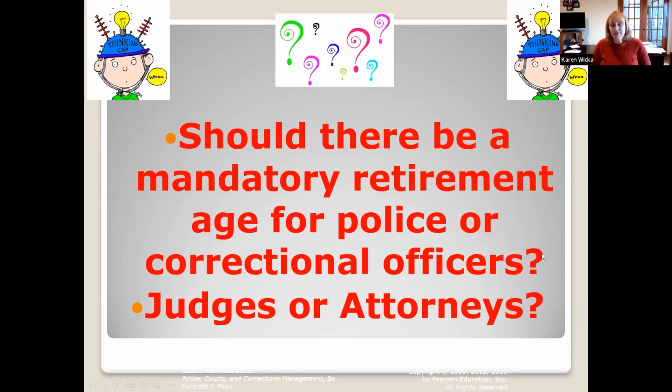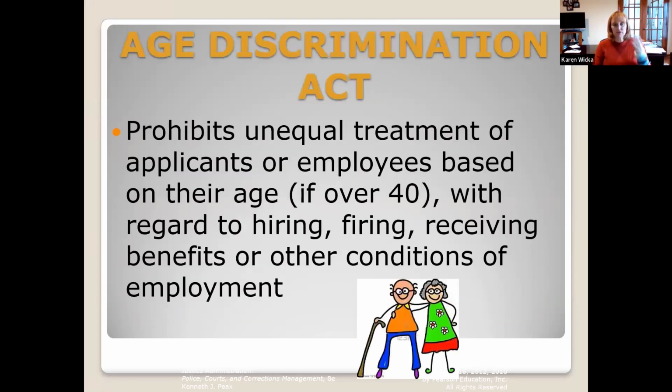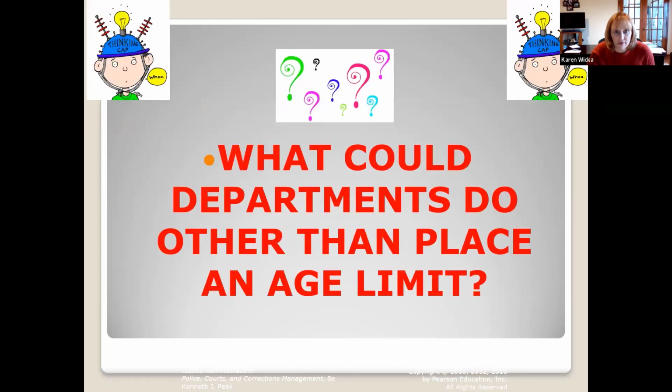Okay. Now, should there be a mandatory retirement age for police officers or correctional officers? What about judges and attorneys? Do we think age should play a factor in these positions? Well, there's a law called the Age Discrimination Act, which prohibits unequal treatment of applicants or employees based on their age. Okay. And in the federal system, we're talking over 40. So hiring, firing, benefits, jobs, can you discriminate against people based on age? Now, again, is age a bona fide occupational qualification? You have to be young to do this job. You have to think about that. Otherwise, you cannot discriminate against people because of their age.